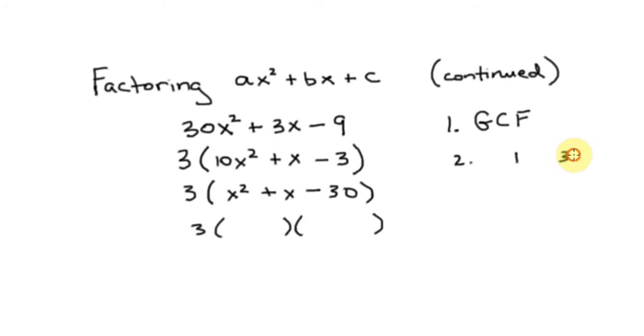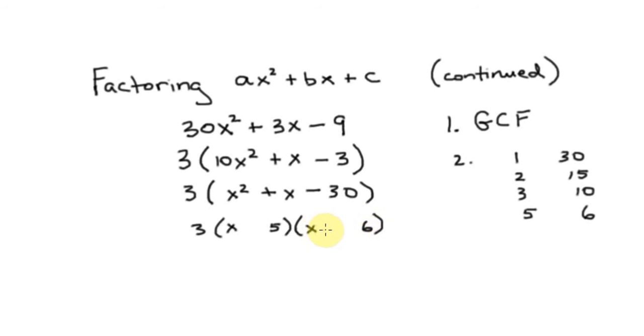There's 1 times 30, and that's not going to work. 2 times 15, which is not going to work. 3 times 10, which is not going to work. 4, and there it is, 5 and 6. There's our candidates. They're going to work because they multiply together to make 30, and they're 1 apart. So we're going to fill in the blanks here with x and a 5, x and a 6.